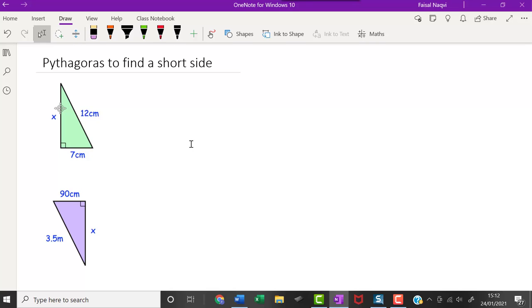Okay, for the first one, I have a right angle triangle, I have two sides, and I want the third side. So I know that this is a Pythagoras question. So I know a squared plus b squared equals c squared. I've got to identify my c, which is the side opposite the right angle. So my c squared is going to be 12 squared. And then I've got x squared plus 7 squared.